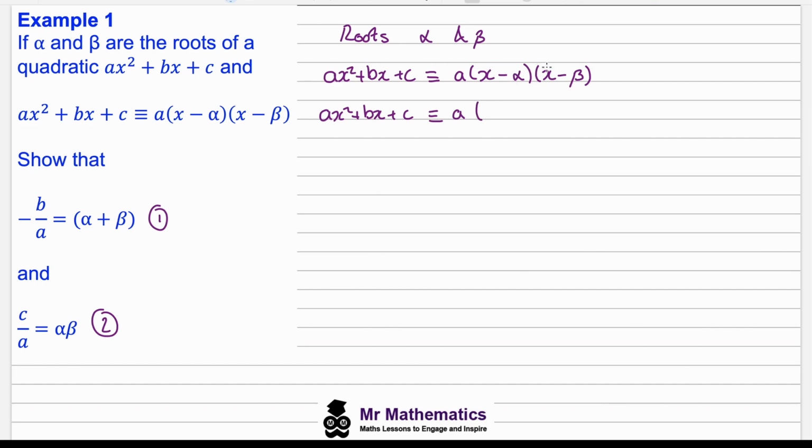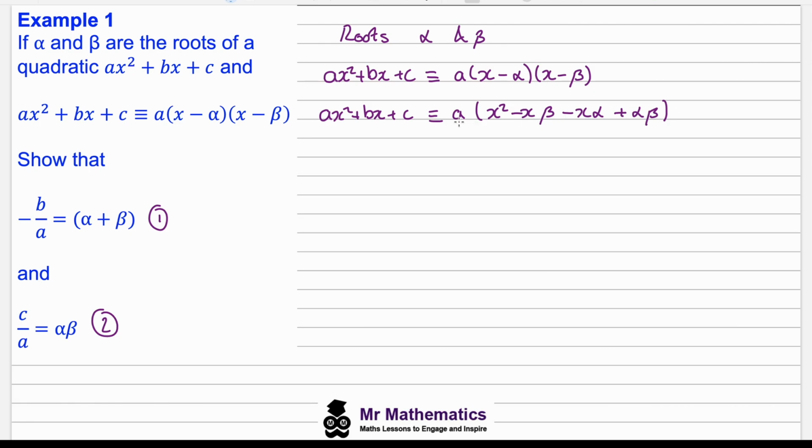So we've got x squared minus x times beta minus x times alpha, and then minus alpha times negative beta becomes positive alpha beta. And we'll close this bracket.